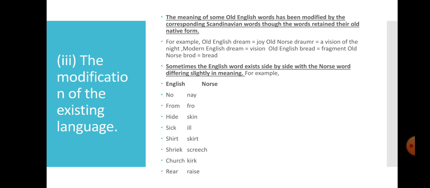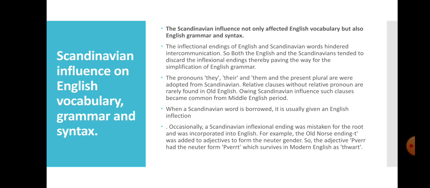Scandinavian influence. Next, about Scandinavian influence on English vocabulary, grammar, and syntax. The Scandinavian influence not only affected English vocabulary, but also English grammar and syntax.